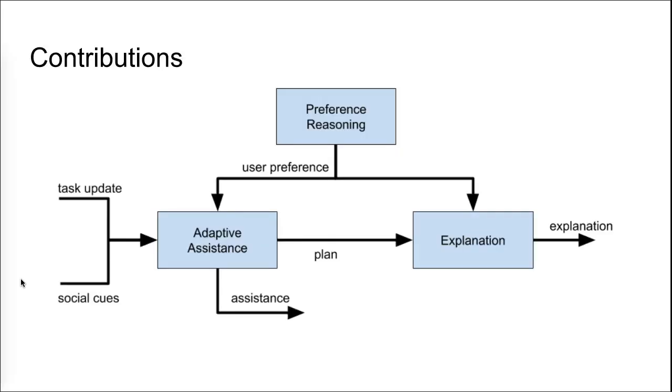Overall, our main contribution is a demonstration of a knowledge-driven architecture, right? Each of these components is knowledge-driven. And together, these components can allow a robot to adapt. It adapts the type of assistance it gives based upon its observations, based upon preferences, and it's able to give explanations that are specific to the person and their preferences.